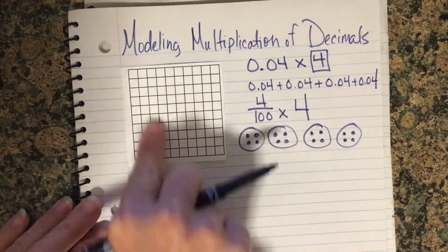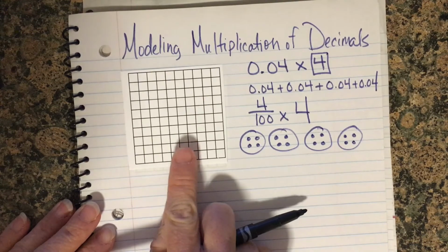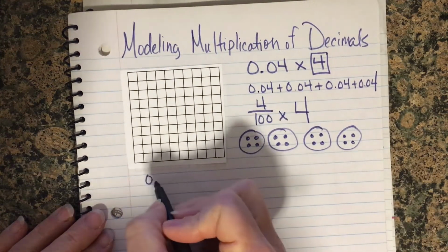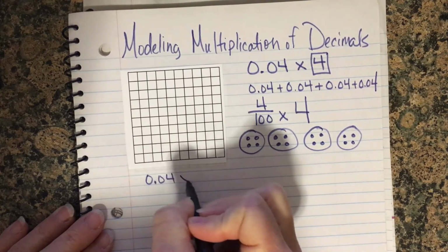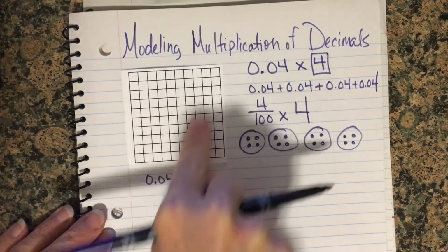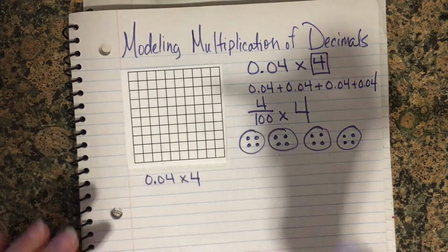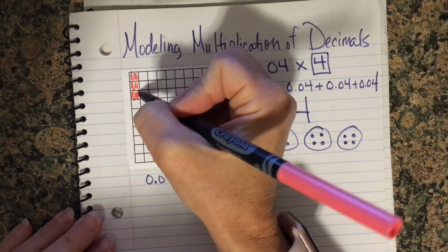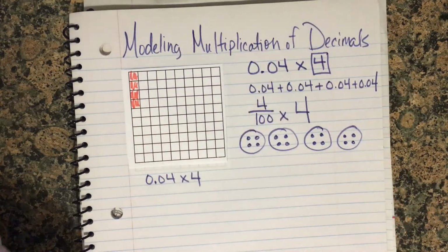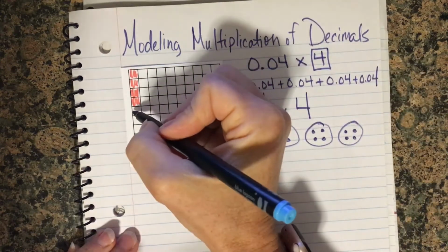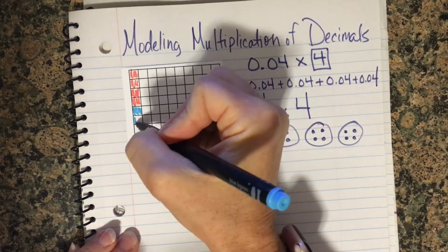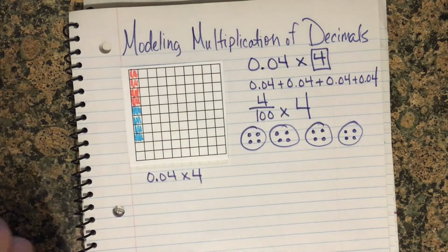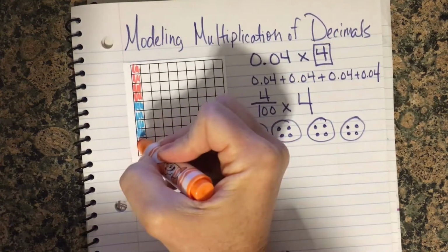But the way we're going to talk about is using models with this hundredth square here. So if I wanted to show 4 hundredths times 4 using this hundredth grid, all you're going to do is alternate colors and color in 4 hundredths. And now I'm going to switch to another color, 4 hundredths. Now I'm going to switch to another color, 4 hundredths.